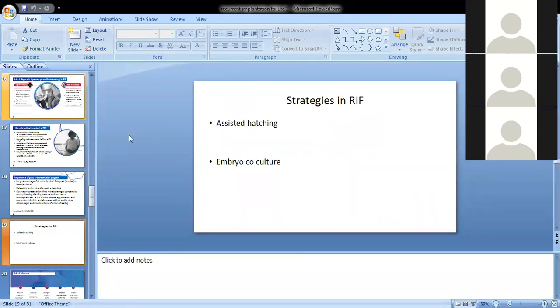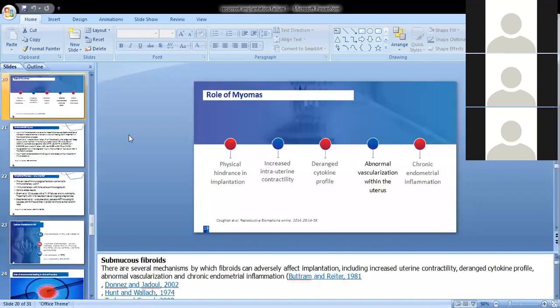That means if you culture your embryo along with tubal epithelium or endometrial epithelium, that can improve embryo quality. There have been studies on that, there is literature on that. There can be improvement of embryo quality, maybe less fragmentation of the embryos. So that can be a useful intervention or strategy in recurrent implantation failure. Now coming to the role of myomas, I have discussed a bit already. It causes physical hindrance in implantation. There is increased intrauterine contractility, deranged cytokine profile, abnormal vascularization, and chronic endometrial inflammation. All these may lead to that.